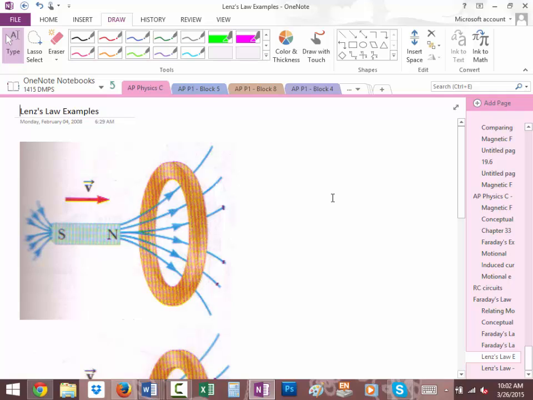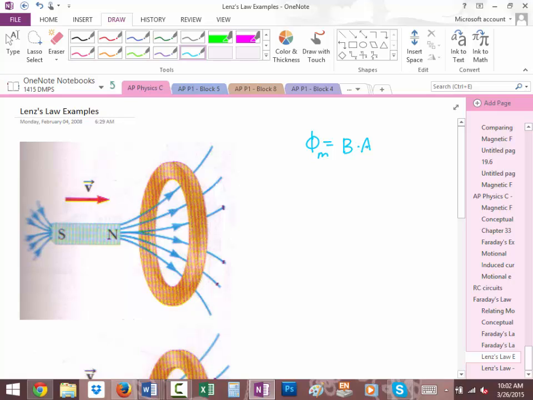So it's moving to a region weaker. Magnetic flux is B times A, right? Is the area changing? No. Is the strength of the magnetic field changing? Yes. The closer you get to the magnet, the stronger the magnetic field. So is the flux changing? Is it getting stronger or weaker? Stronger. It's getting stronger into the loop.